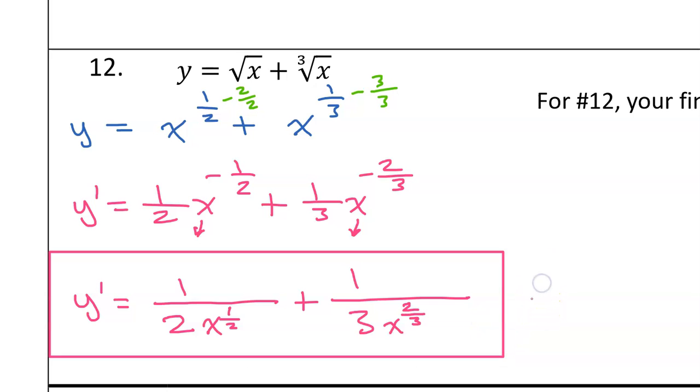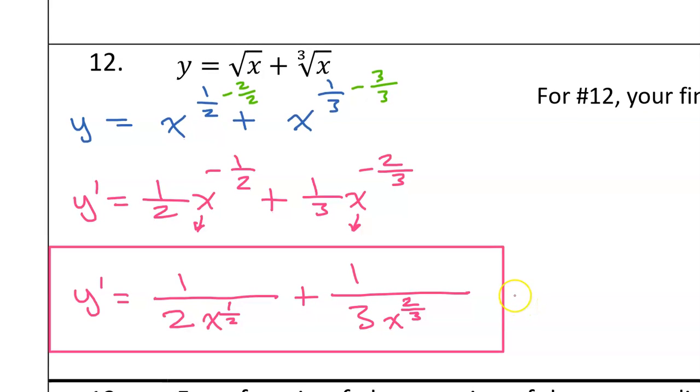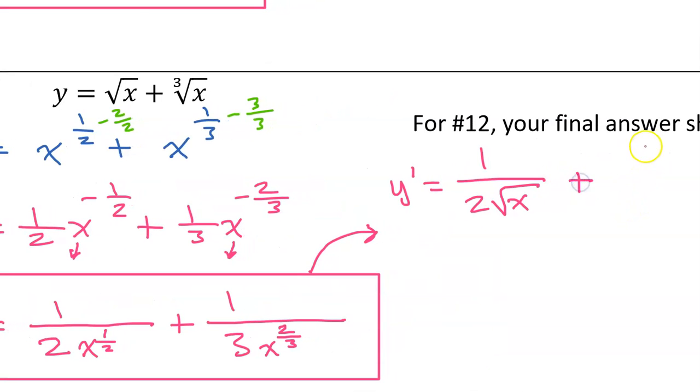But you know what? As long as they have me simplifying stuff, I might as well show you one more thing I might do if this were a multiple choice question or something. Fractional powers are in the form power over root. So 1/2 power is the same thing as the square root. So I might write this as y prime is equal to 1 over 2 times the square root of x plus 1 over 3 times.